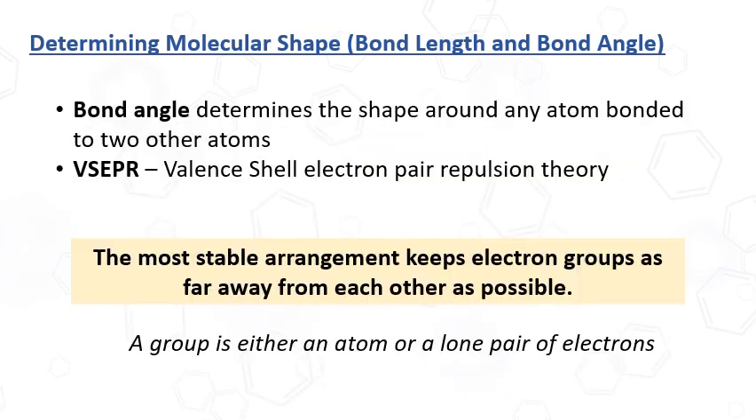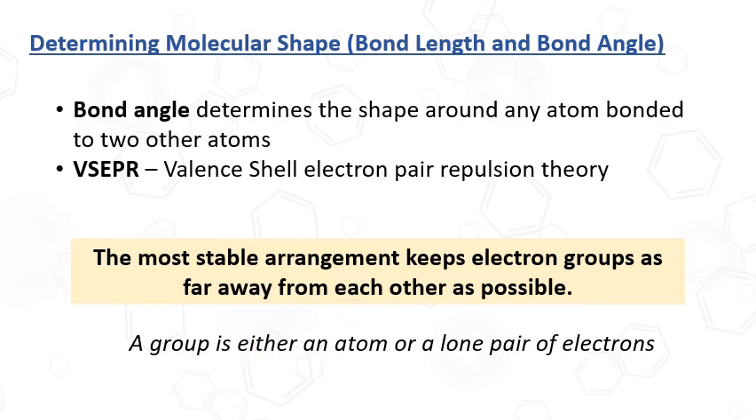Now, bond angle determines the shape around any atom bonded to two other atoms, and we would utilize the VSEPR theory. This is the valence shell electron pair repulsion theory, which tells us that if you have electron groups around a single atom, the arrangement will be most stable if these groups are positioned as far away as possible from each other.